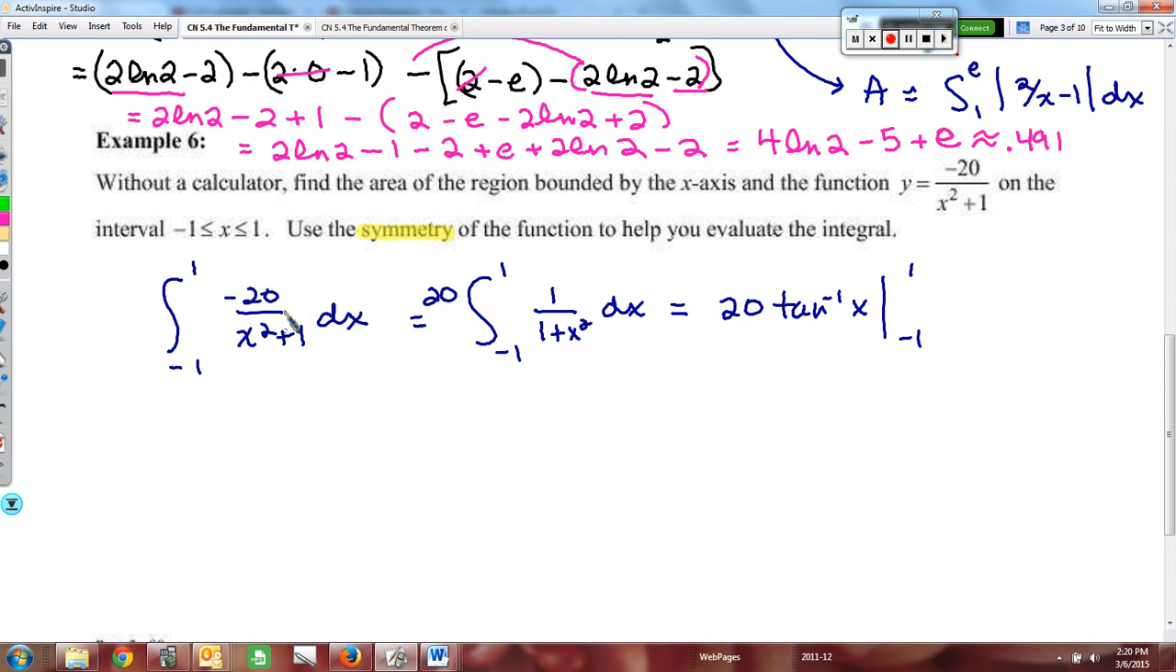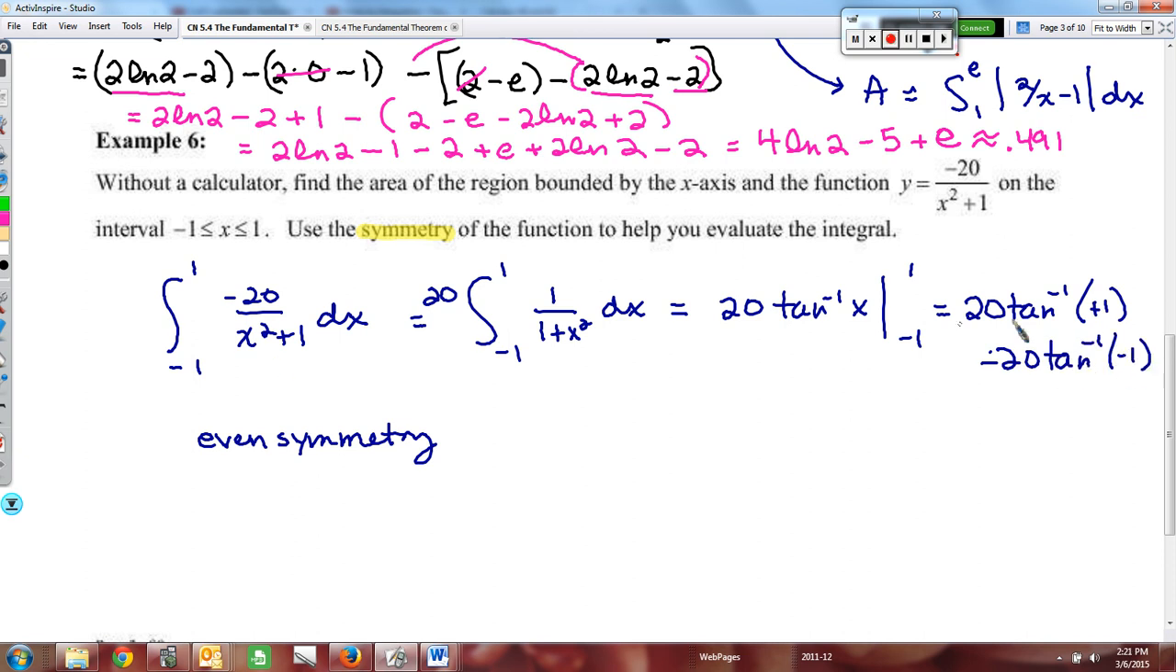If I'm looking for this area, notice, what do I know about this function right here? This function is an even function. And so if you have even symmetry, and in even symmetry, I just realized I didn't have my microphone on. So this would be the long way of doing this. And then, of course, we would do 20 inverse tangent of +1 minus 20 inverse tangent of -1. So that's the longer way to do this.